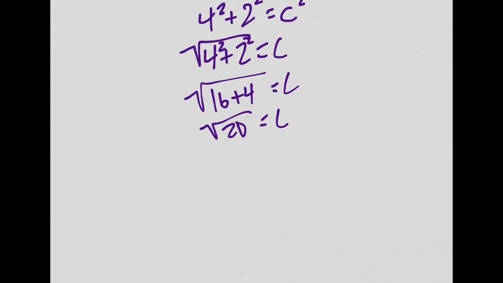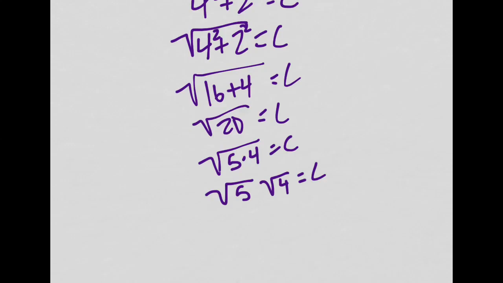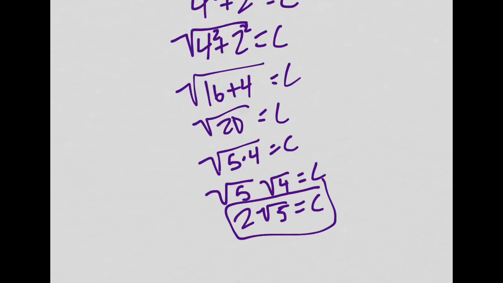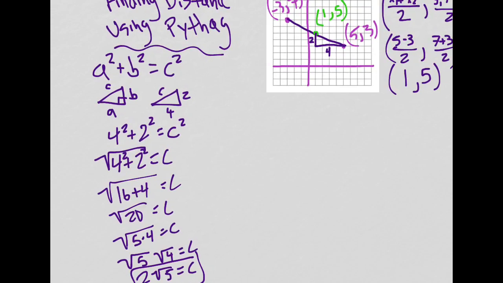And do you know how to simplify the square root of 20? Well, let's do it. Break the 20 up into 5 times 4. And then, once you have multiplication, you can split it up into 2 separate square roots. And that's useful because the square root of 4 is 2. So now we can write this as 2 times the square root of 5 is c. And we use the Pythagorean theorem to find the distance between 2 points.